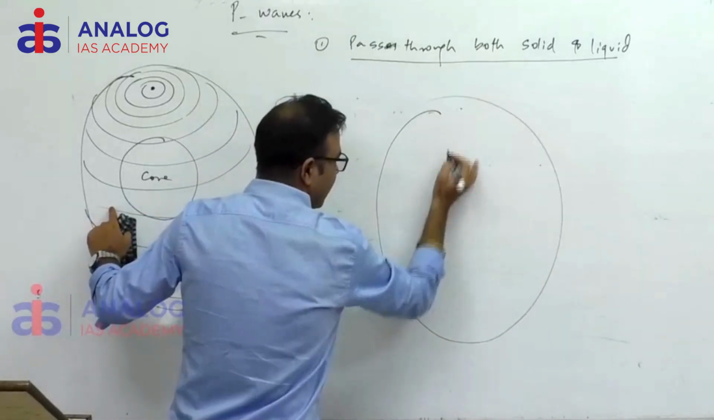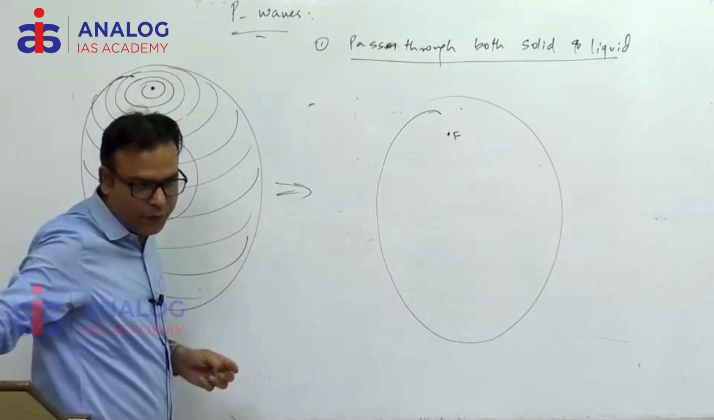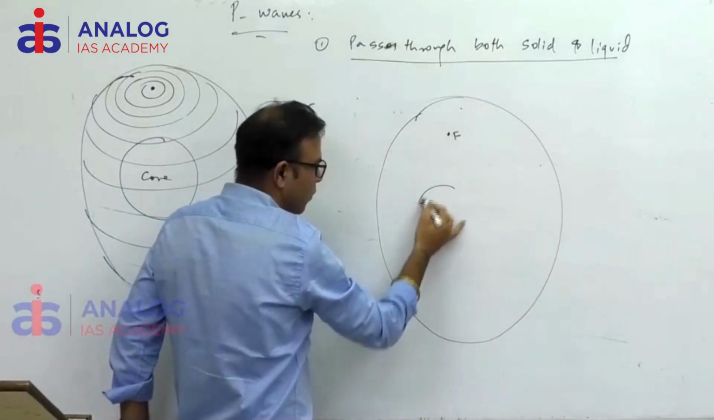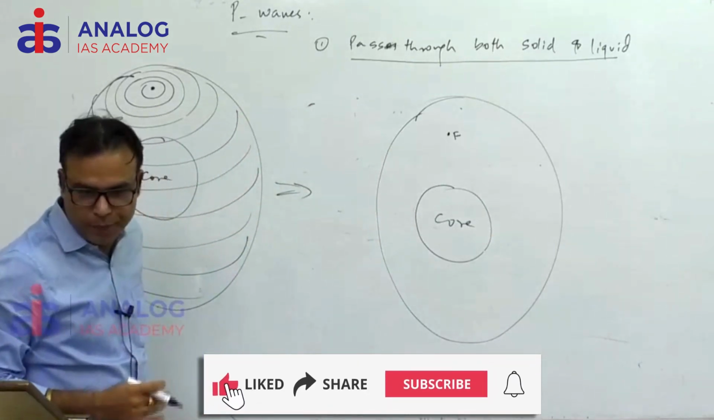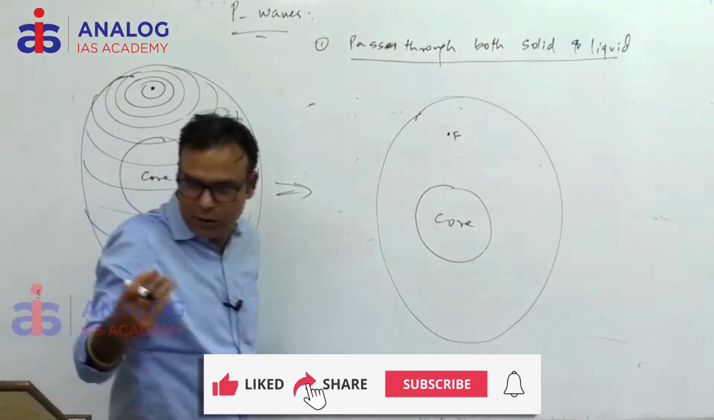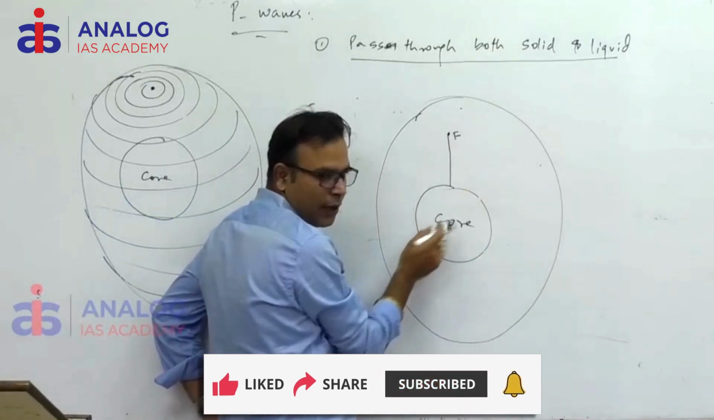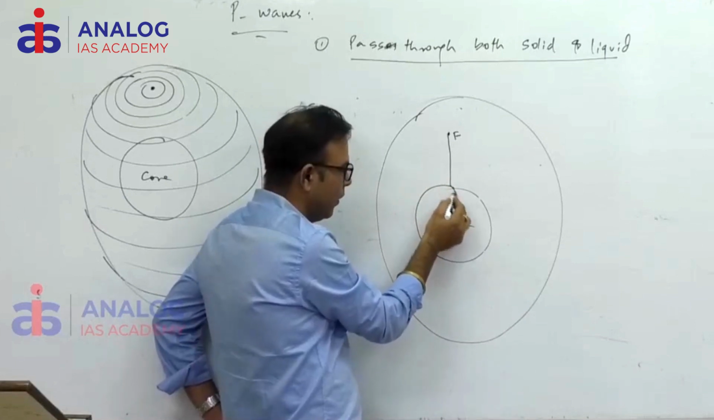Not all you have to draw. This is focus F. Focus F is producing seismic wave, P wave. Now this is the core. Please make the core. Make the core, means center of the earth. So what has been observed, the P wave is coming, interacting with the mantle core boundary, undergo deviation.